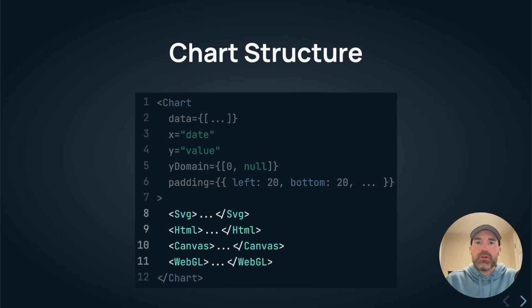Lastly are the different rendering context layers. LayerCake supports SVG, HTML, Canvas, and WebGL layers, each with their own strengths and weaknesses. These layers are stacked atop one another, and any combination can be used. You may also use more than one layer of the same type, which can be useful when dealing with Canvas contexts.